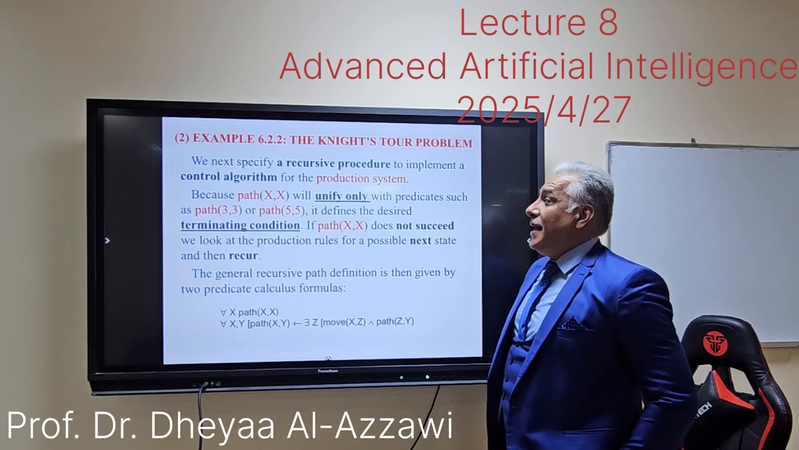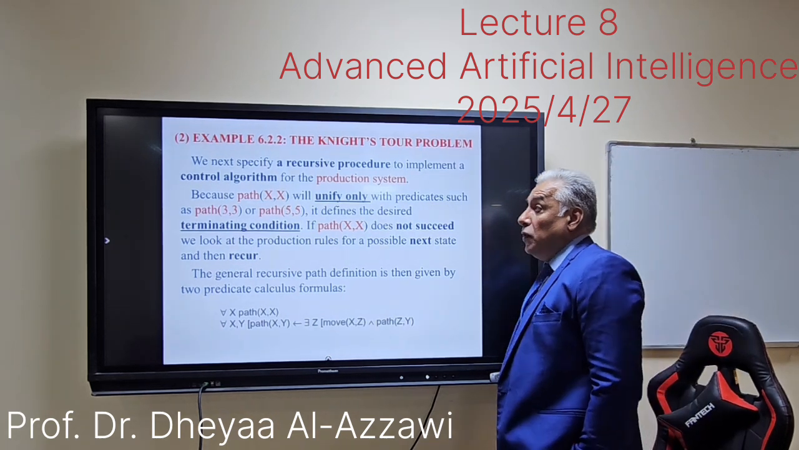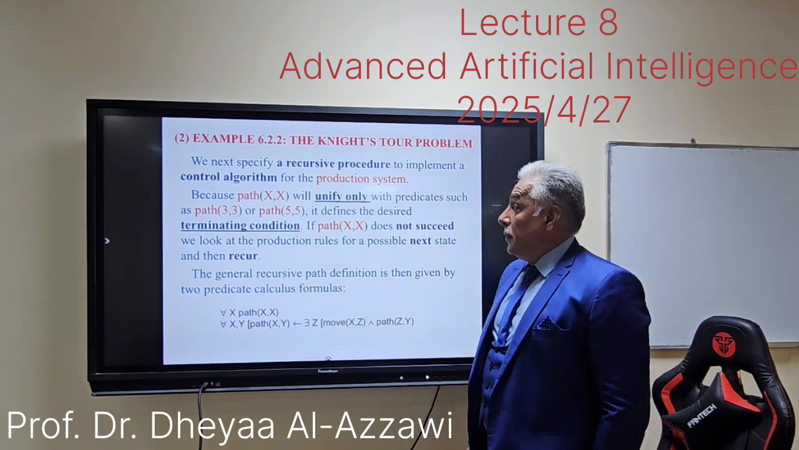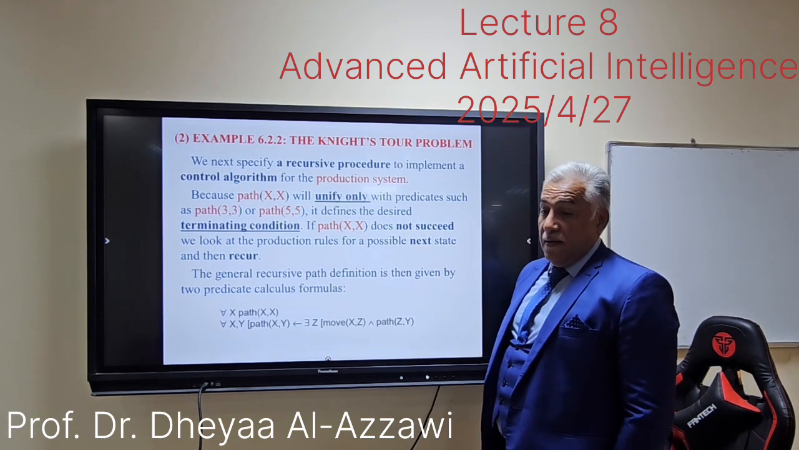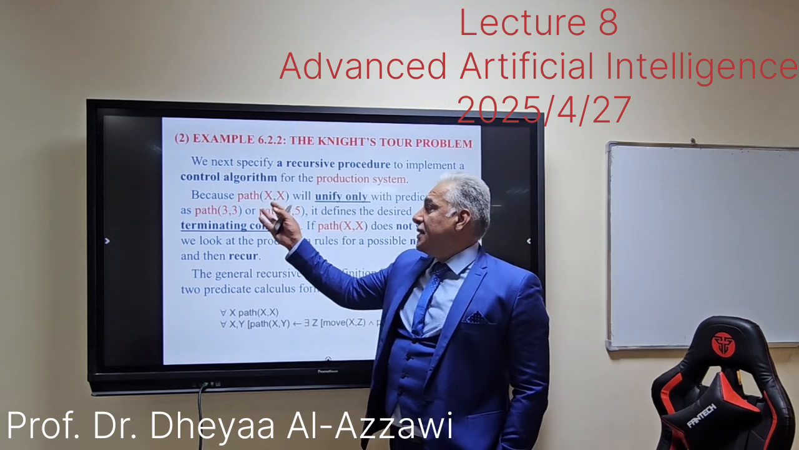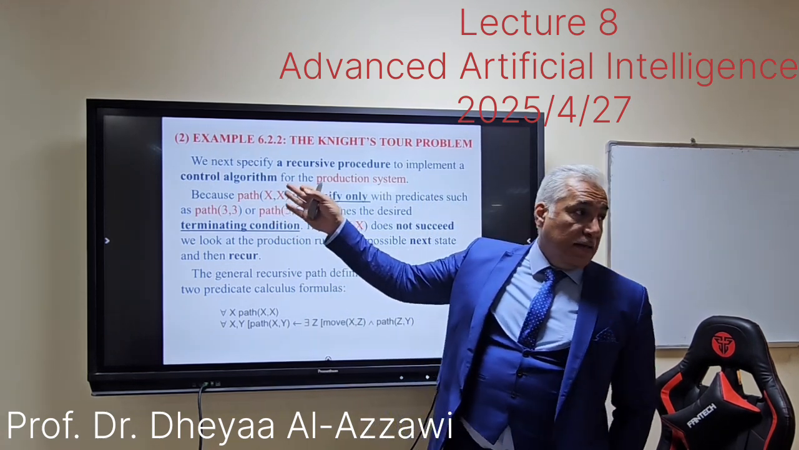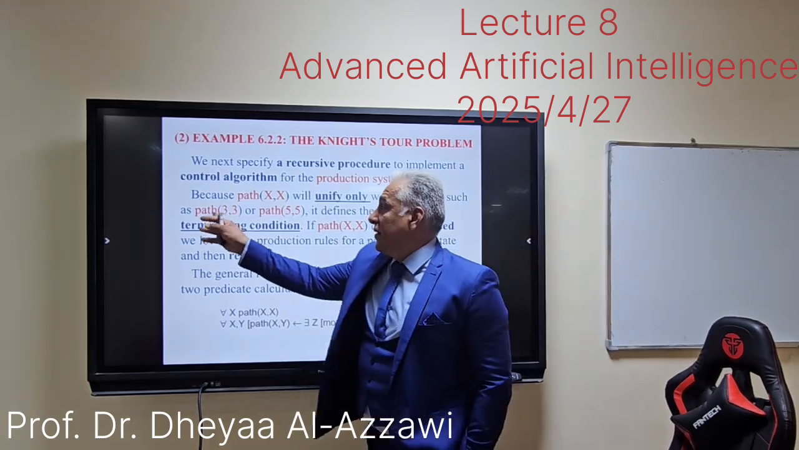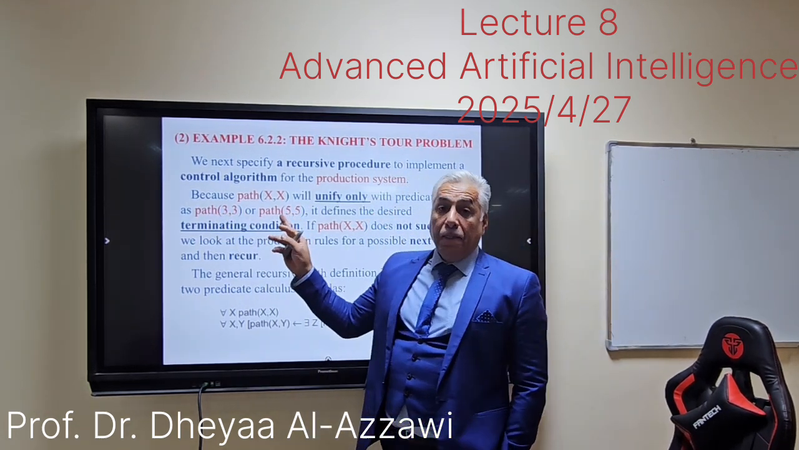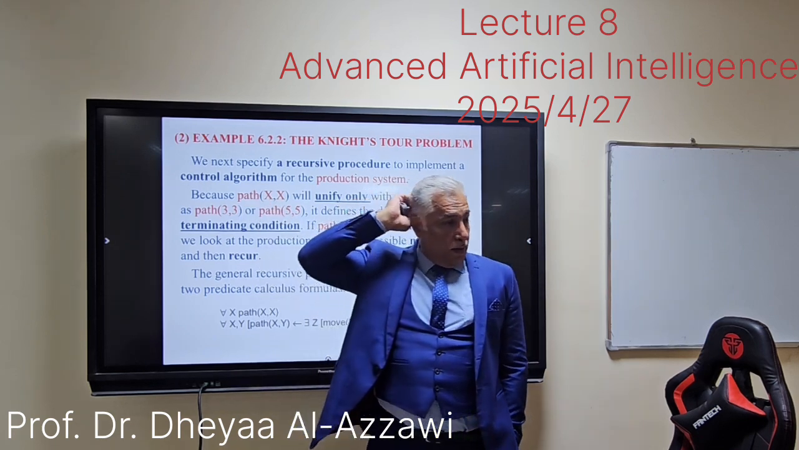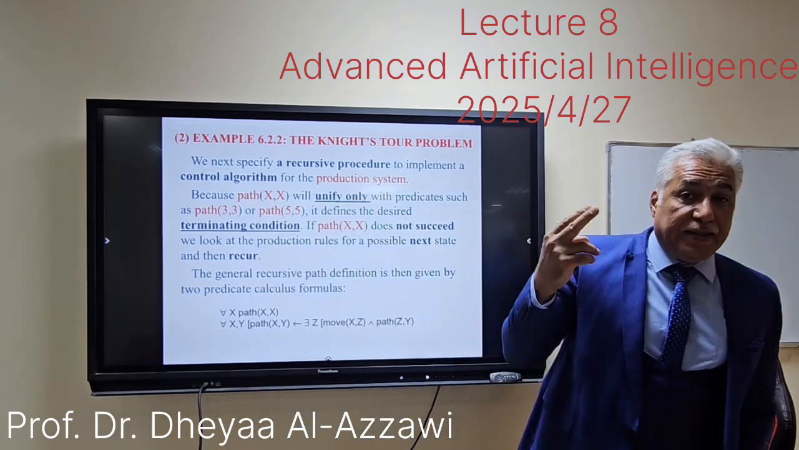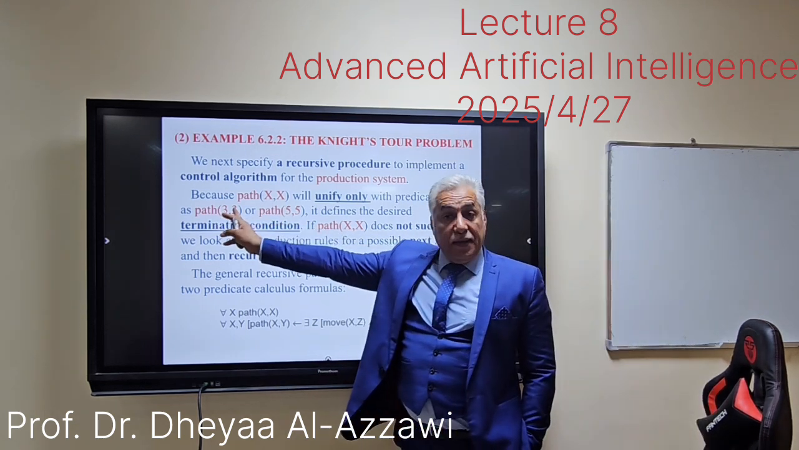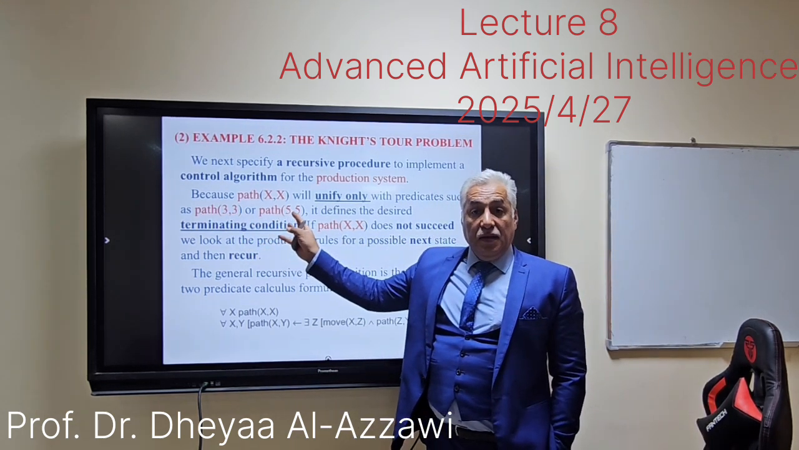Now, we next specify the recursive procedure to implement the control algorithm for the problem or production system. For example, path X will unify only with predicates such as path 3 3 and 8 8. This will be unified, or will be true, when the two arguments have the same value. For example, path 3 3 or path 5 5, it will be true.